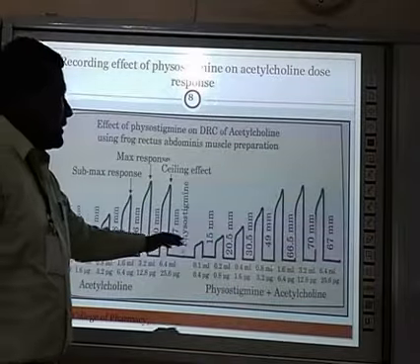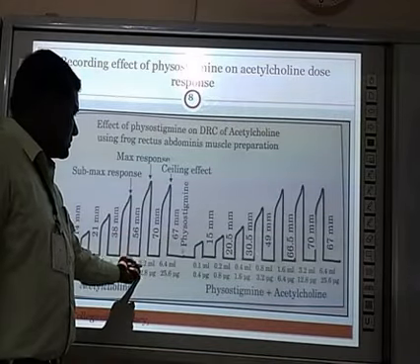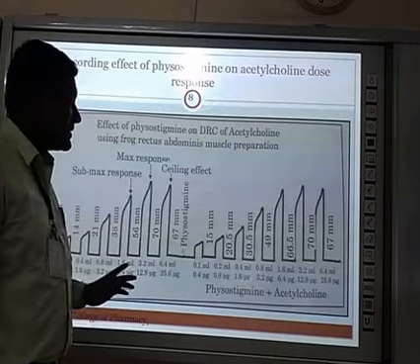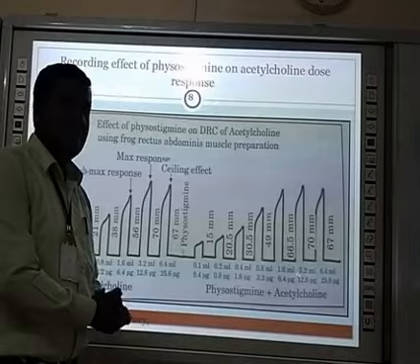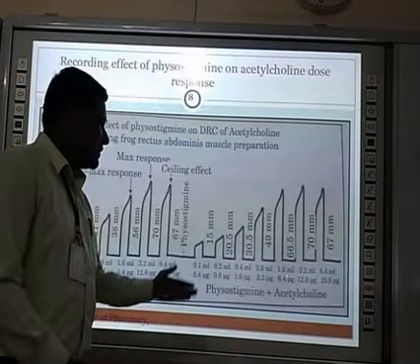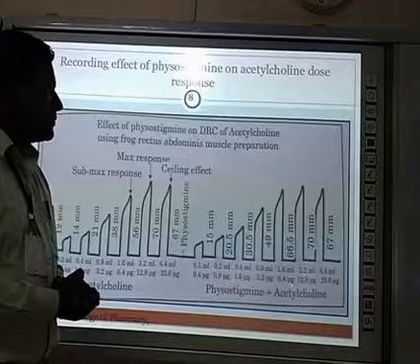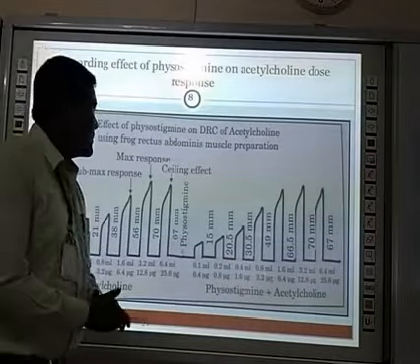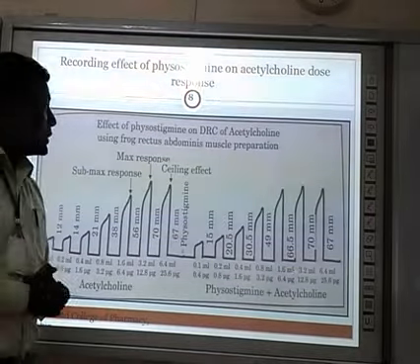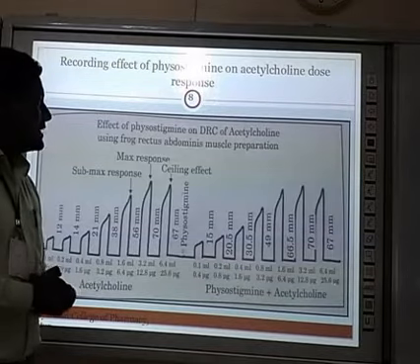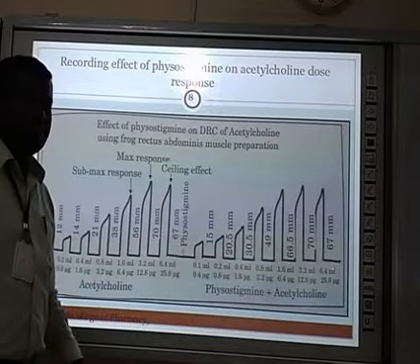By comparing with 3.2 ml as the 100% response, measure the percent responses that acetylcholine with physostigmine produced. So this is the effect of physostigmine on the dose response curve of acetylcholine using the frog rectus abdominis muscle preparation. These are the graphical representations.